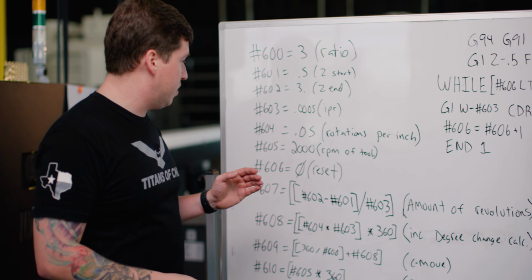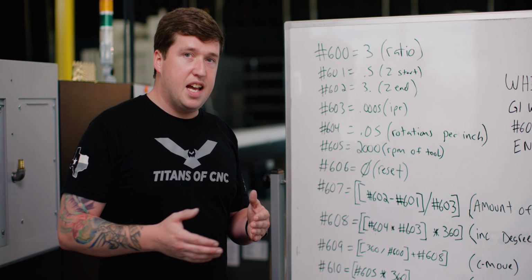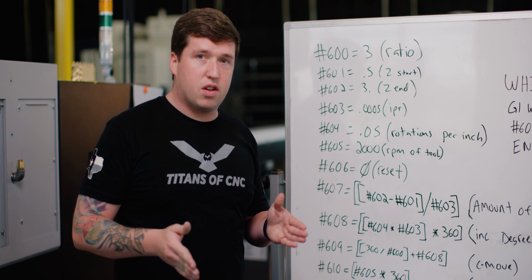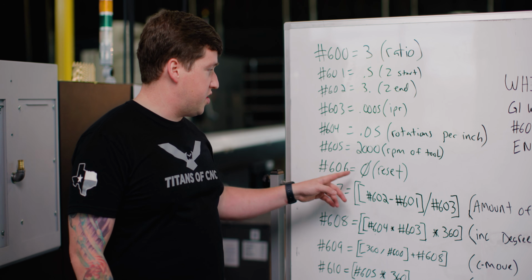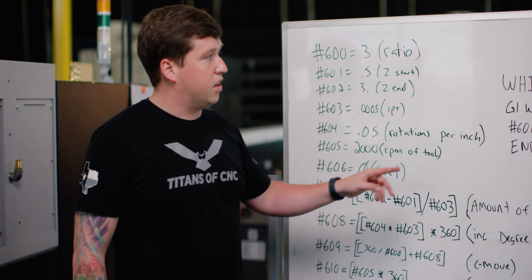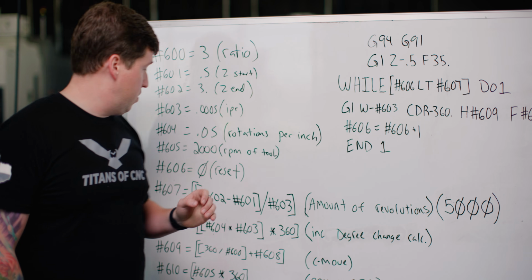So coming back over here, we know we're gonna do a while statement. So the way I did this is I just created a counter, a very simple counter, basic arithmetic, 1 plus 1 plus 1 plus 1. So what I did is I started with a reset. So you'll notice right here, it says while 606, which right now is 0.